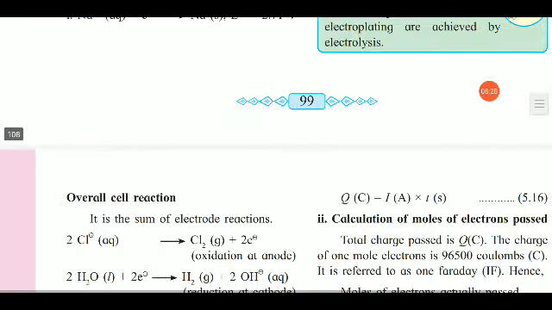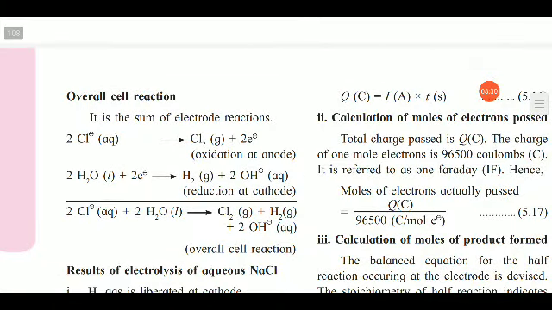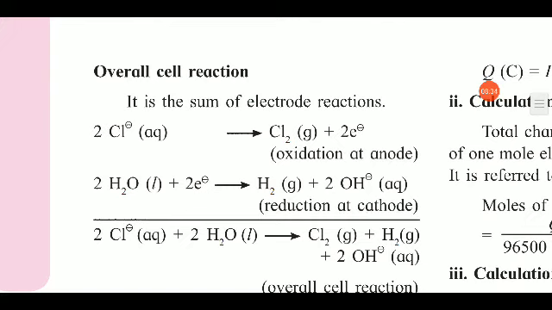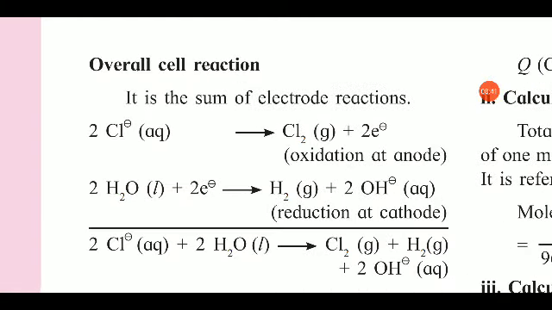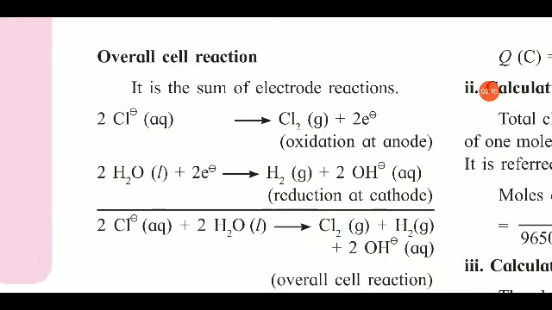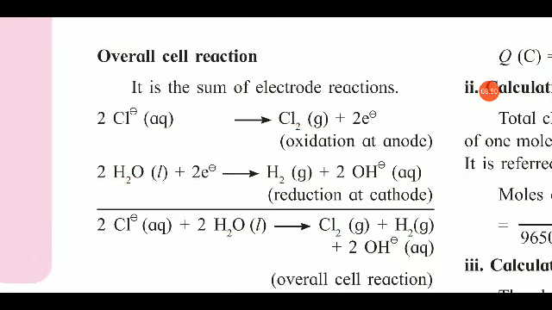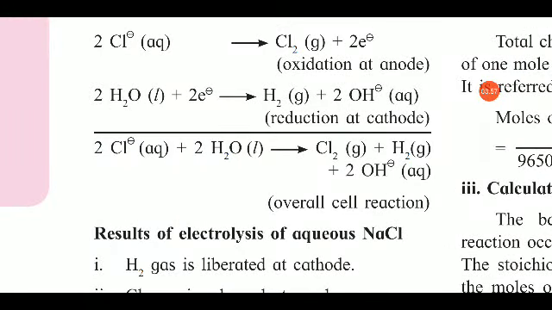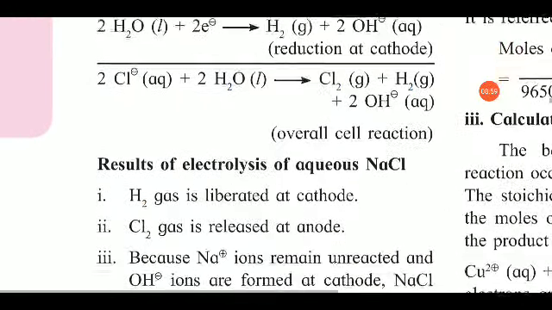Now students, what we have to conclude for the above reaction is to write the overall cell reaction. It is the sum of the electrode reactions; we represent both electrode reactions here. The similar terms present in both reactions are cancelled, and what remains we write as the overall cell reaction.